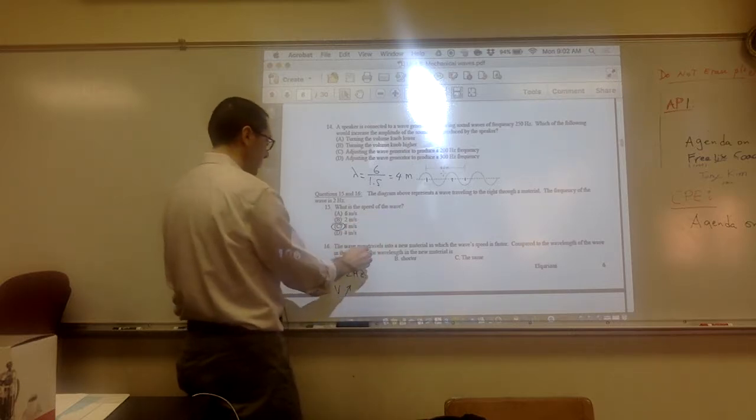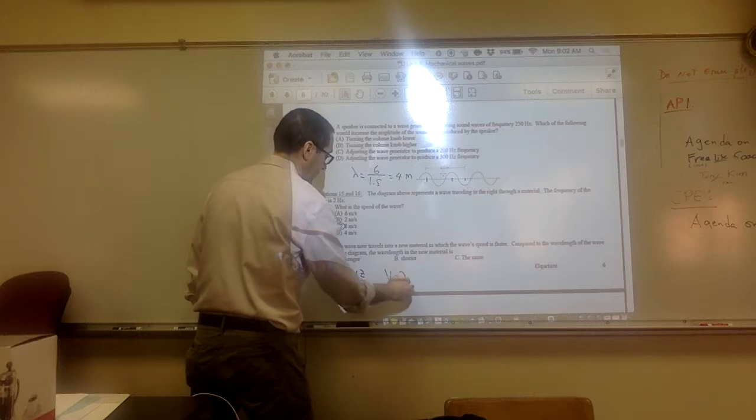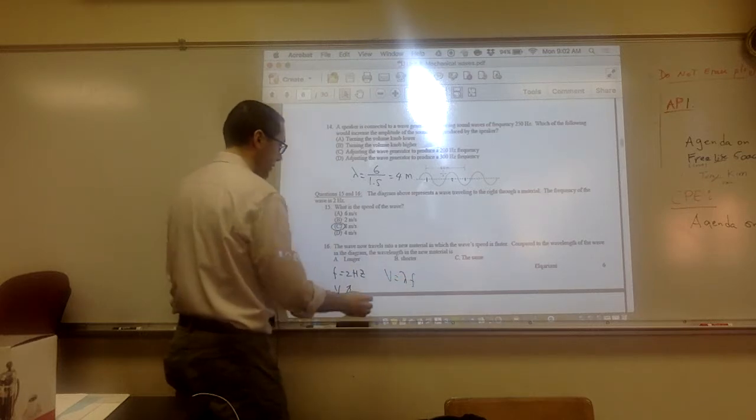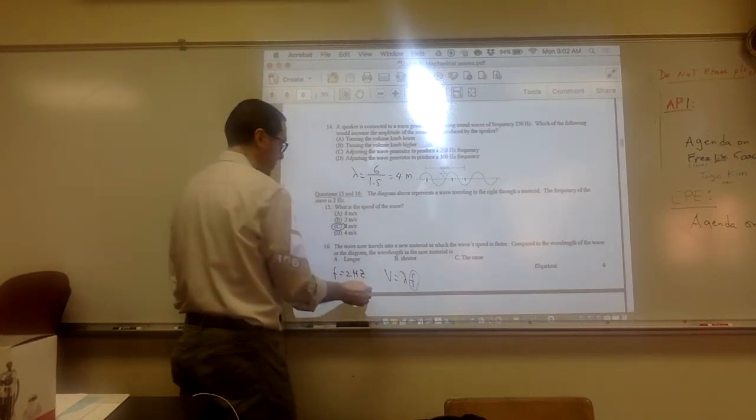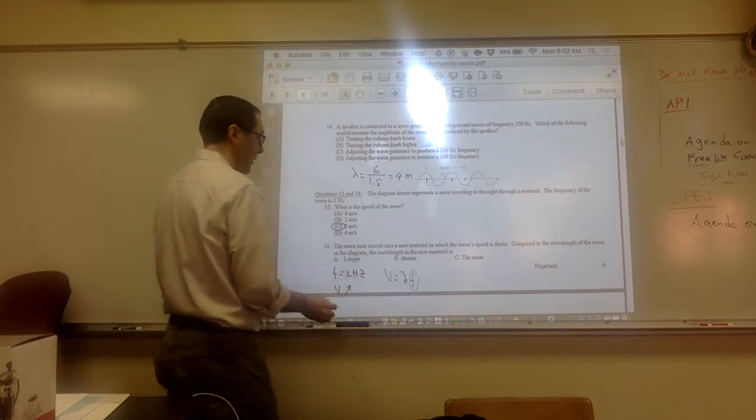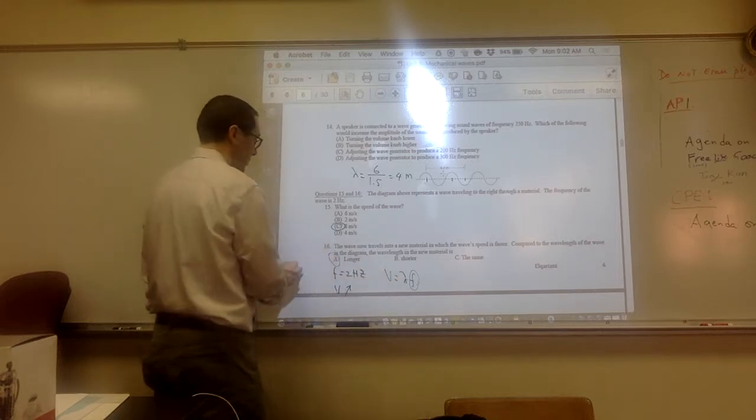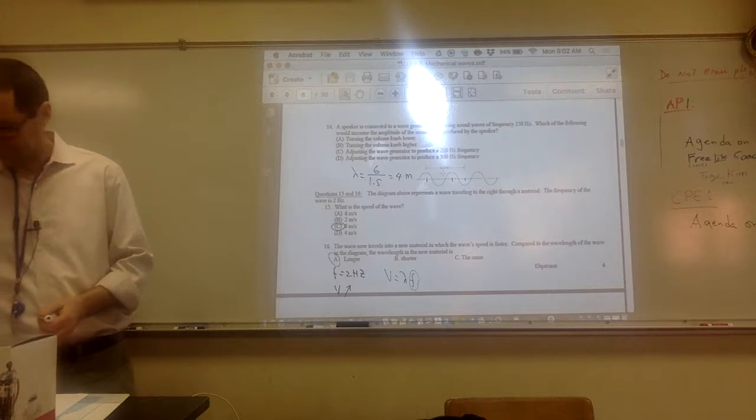Okay, so what's going to happen to the wavelength? So v is lambda times frequency, right? If the frequency is constant and v goes up, the lambda has to go up. So it should be longer.